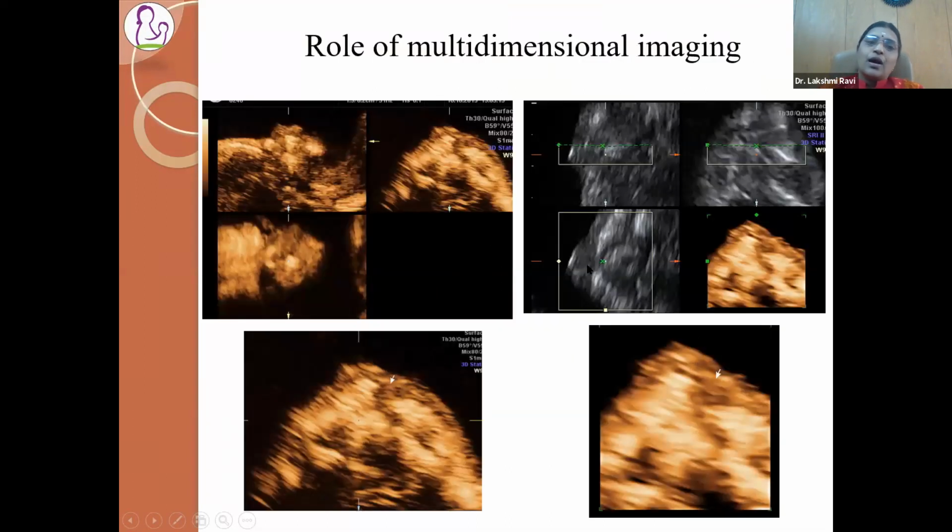So what is the advantage of this? Now, because you can evaluate, you can clearly evaluate the cleft extension into the palate. See, this is the palate, and how nicely you can demonstrate this unilateral cleft extending lower down into the entire secondary palate. So this is the advantage of using 3D multiplanar imaging and rendering the volume.